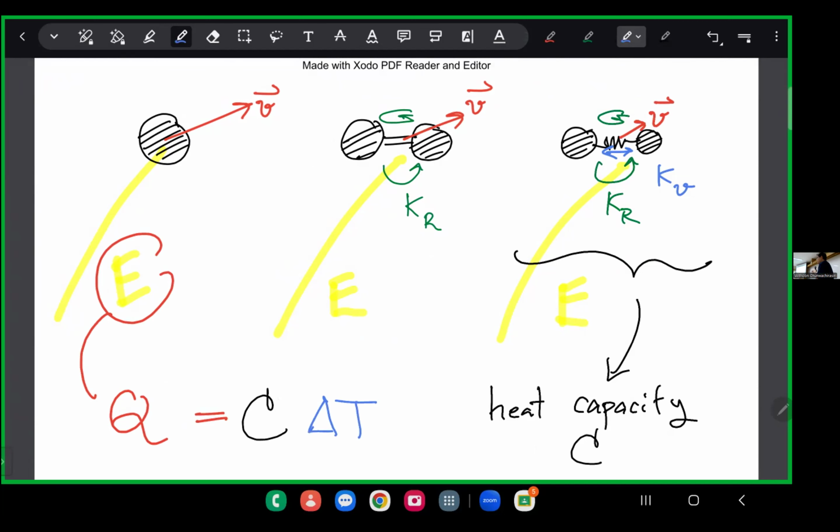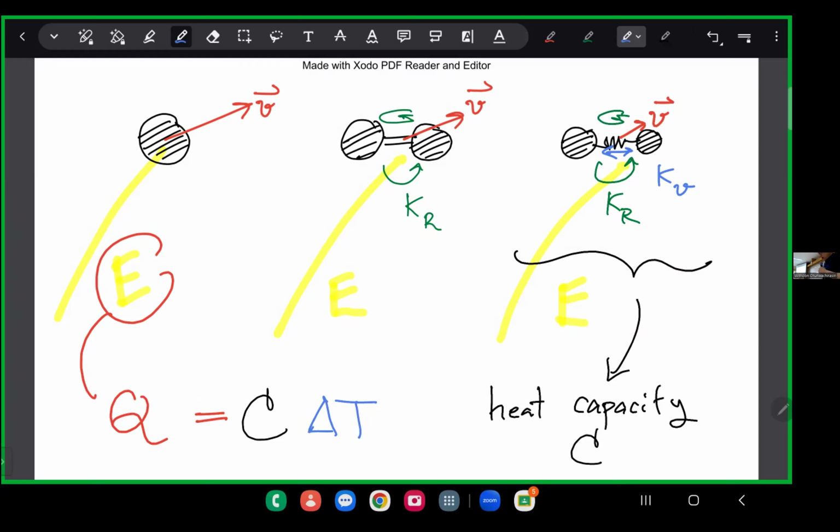The bigger the C, the smaller the temperature change. The smaller the C, the bigger the delta T. Make sense? It's a product between the two. But no matter what, once you multiply these two together, it must be the same as the amount of energy transferred to it.